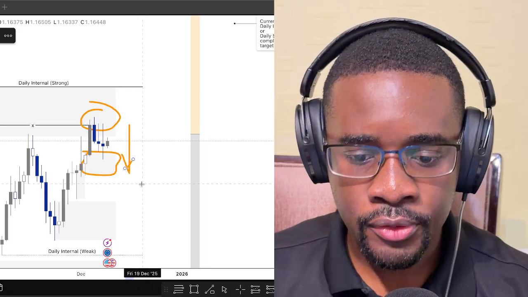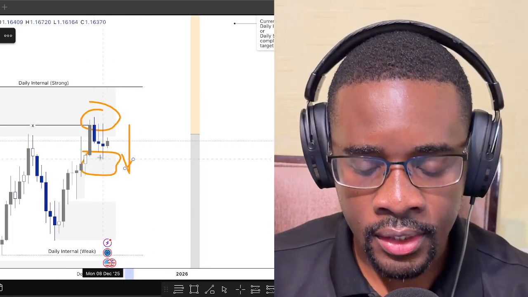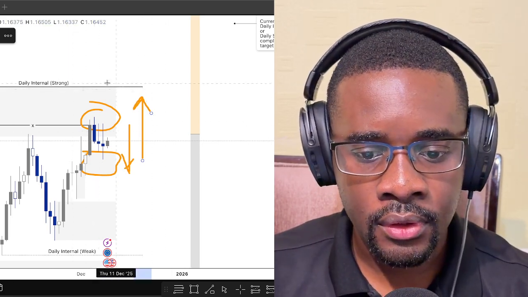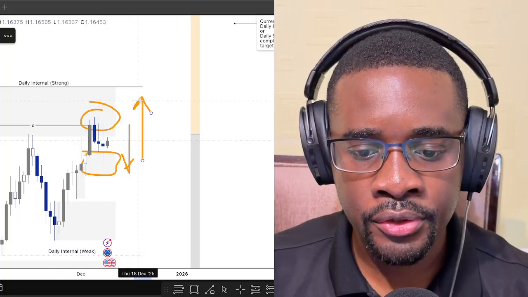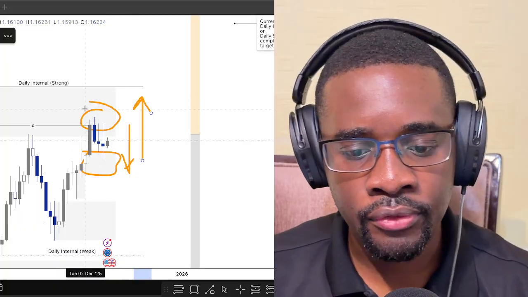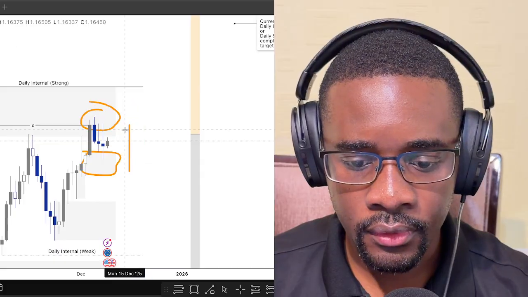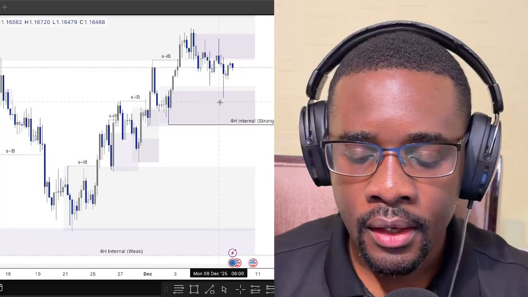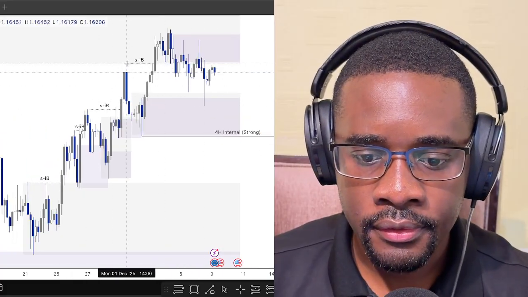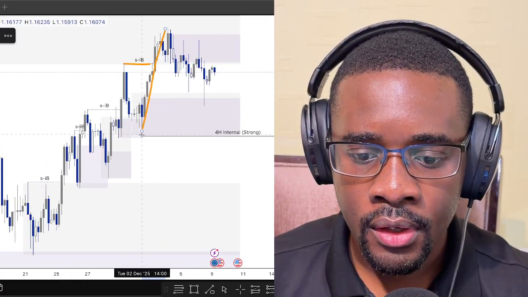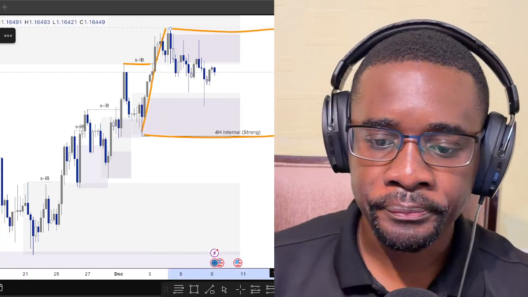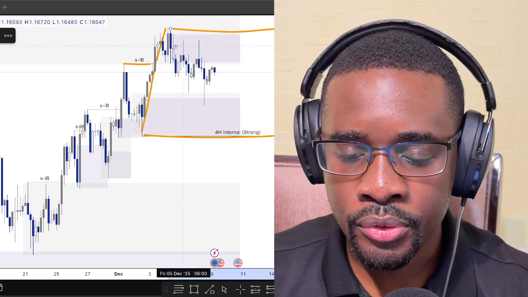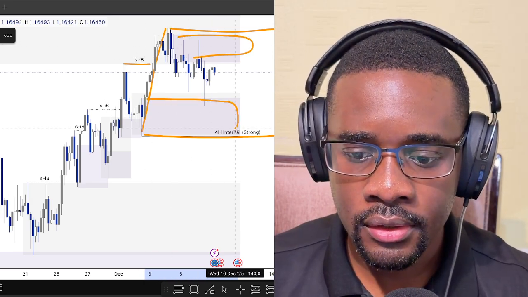And we are still kind of expecting price to push down to mitigate this, either before it starts targeting this internal high, or at least to have a deeper mitigation of this daily supply. So on the 4-hour, we'd say that the 4-hour is bullish. This is the swing range for the 4-hour, and price right now is stuck between this supply and this demand.